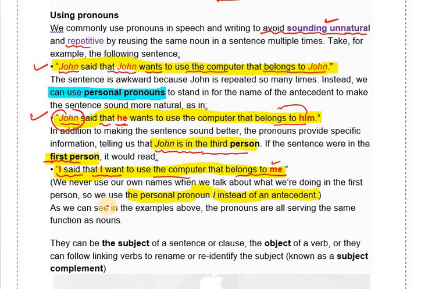So for that purpose, we are using pronouns. Now we never use our own name when we talk about what we are doing in the first person. So we use personal pronouns instead of the antecedent.